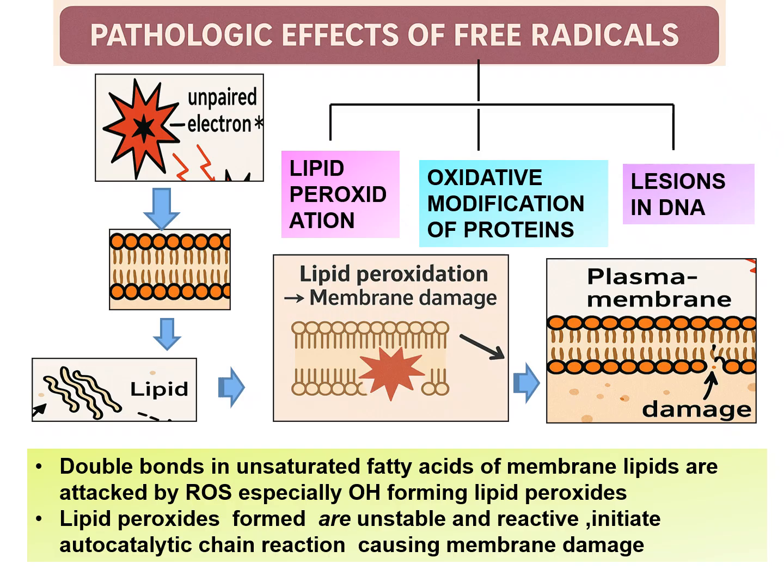So how is this happening? Double bonds in unsaturated fatty acids of membrane lipids are attacked by reactive oxygen species, especially hydroxyl free radicals. So as I told you, hydroxyl free radicals are the most potent free radicals. It forms into lipid peroxides, and now these lipid peroxides which are formed are unstable and react and initiate an autocatalytic chain reaction, which I told you in the starting of the session, which causes further membrane damage.